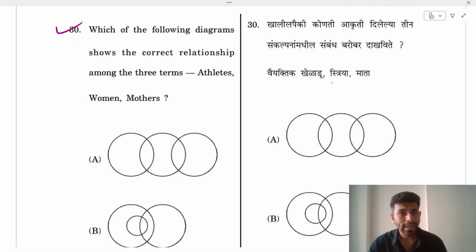Next, which of the following diagrams shows the correct relationship among the three terms athletes, women and mothers? The combination of all three is possible, because some women can be mothers and some women and mothers can be athletes. So the correct answer will be option B.